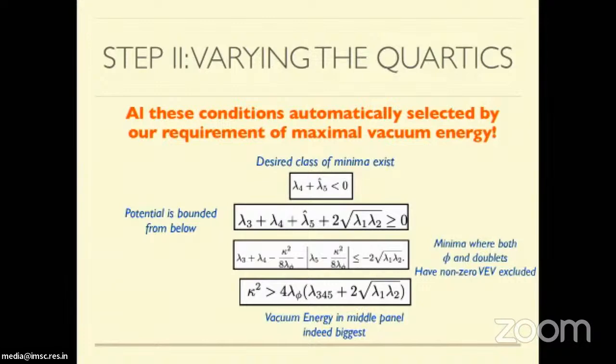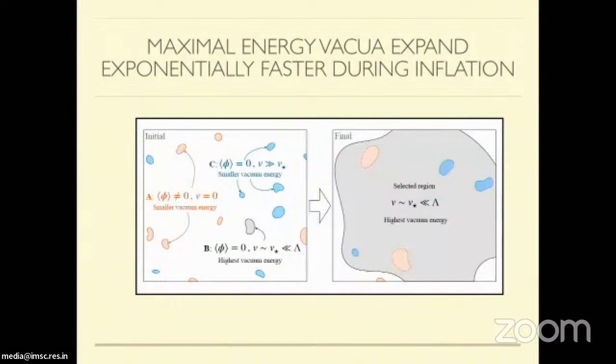So that is basically the thing, and in the end what happens is that in the beginning you can have patches with all kinds of electroweak wave, but the ones with this maximal energy get expanded and occupy most of the volume. So that's the essence of our mechanism.